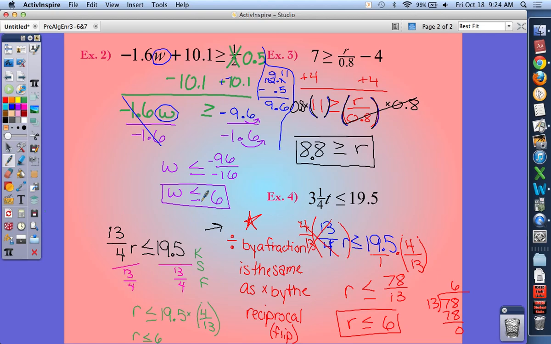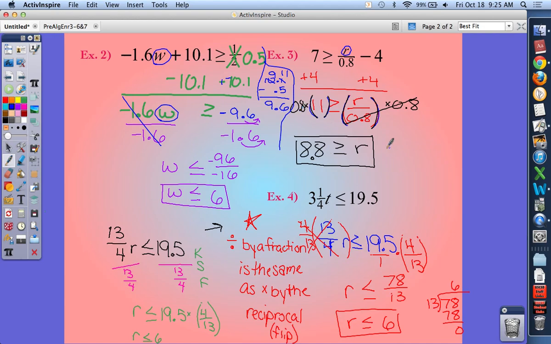On example 3, you have a couple things going on with r. So we undo the subtraction first by adding 4 to both sides. And then r is being divided, so we multiply by 0.8 or 8/10. We didn't multiply by a negative, so we just keep that sign the same. And we multiply this and we get 8.8. So 8 times 11 would be 88, and then move the decimal over 1 for that.